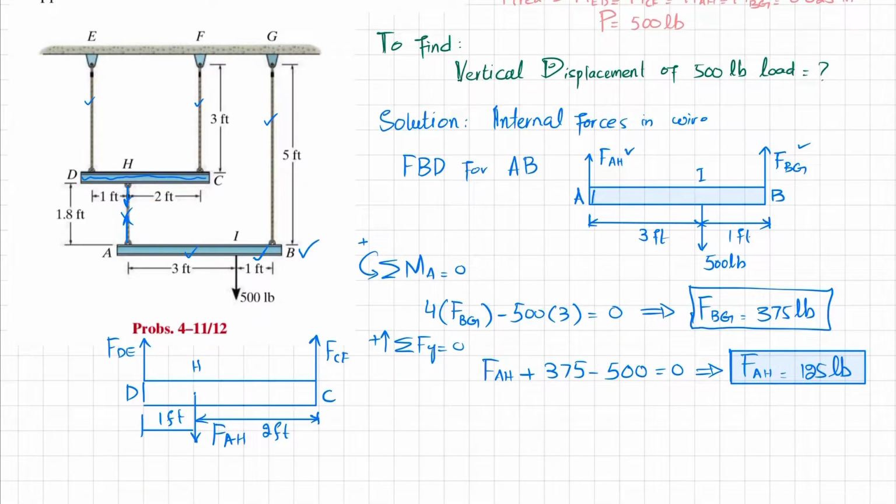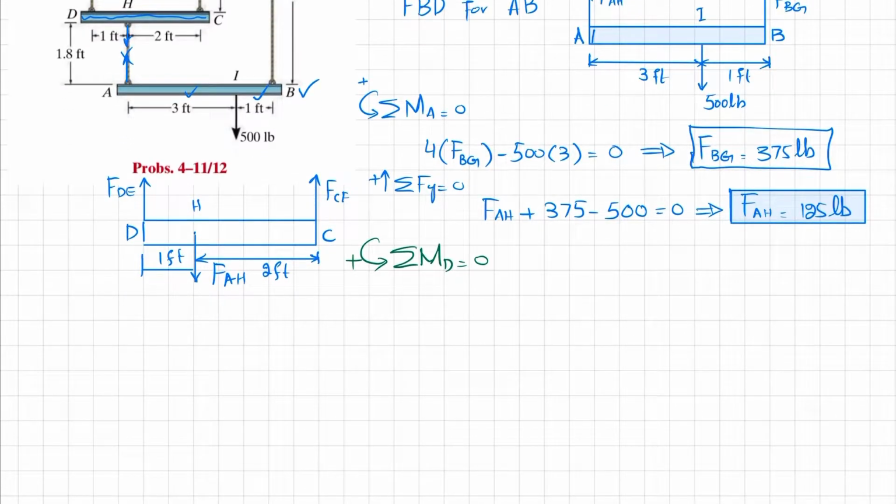So we will apply the equilibrium condition: the sum of all moments about point D is equal to 0, taking the counterclockwise moment as positive. About point D, one moment is FAH with perpendicular distance 1 foot, and that will be clockwise. The second moment is FCF with perpendicular distance 3, and that will be counterclockwise. So the moment about point D is equal to FAH into 1, which is negative because this is clockwise, plus FCF into the perpendicular distance 3. Their sum must be equal to 0.